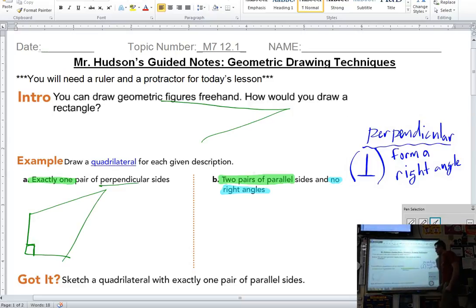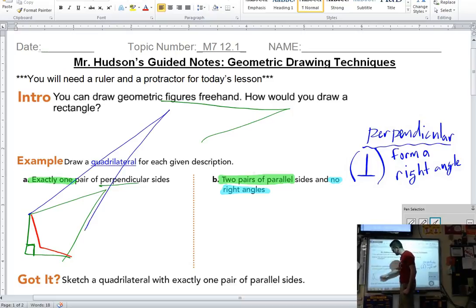Or, I'm just going to draw a bunch of options. I could do that. That's still a quadrilateral with one right angle. I could do this. Still a quadrilateral, still one right angle. I've got tons of options here. All that mattered was that I had one right angle. So there's really not very many wrong answers there.